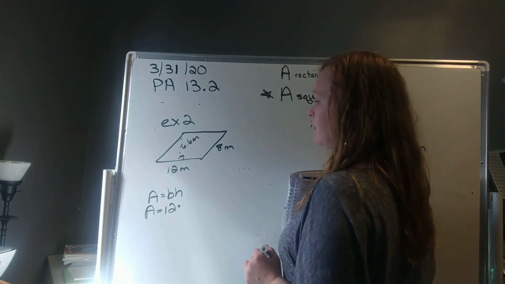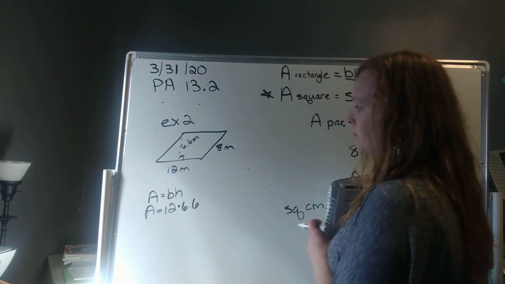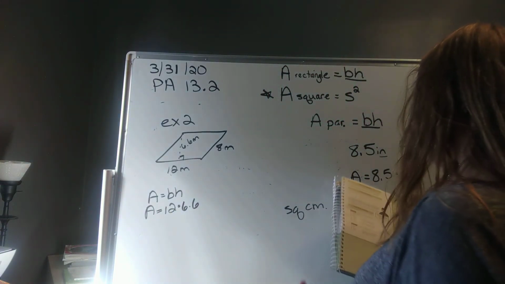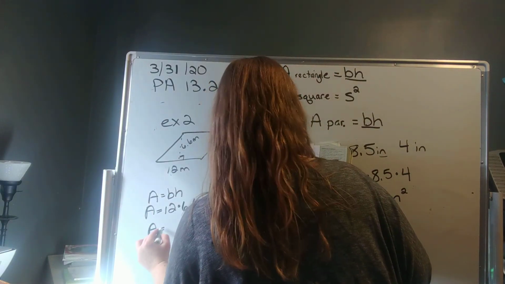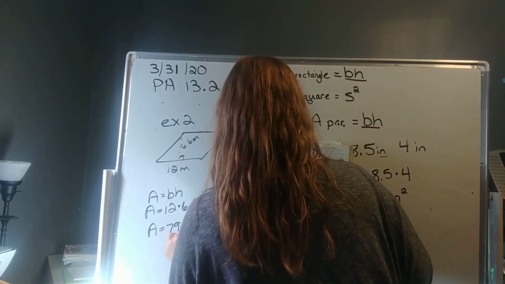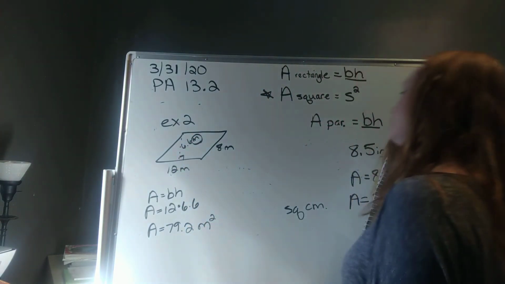Which one is the height? 6.6. So go ahead and pop that in your calculator. You should get that the area equals 79.2 meters squared.